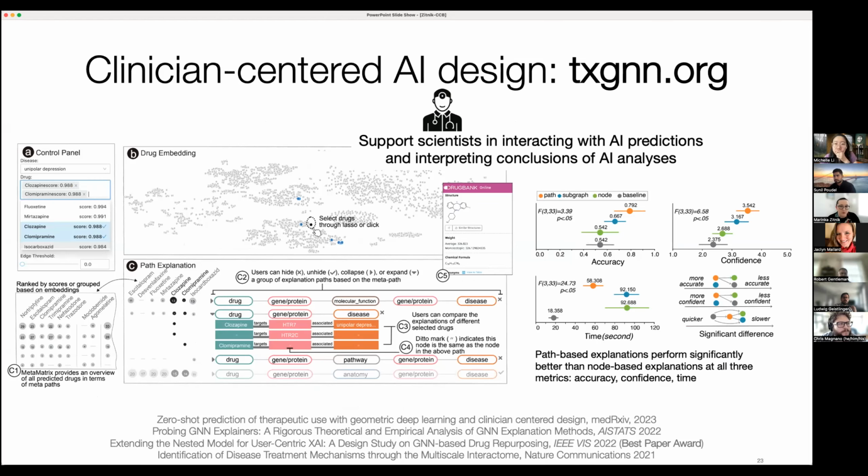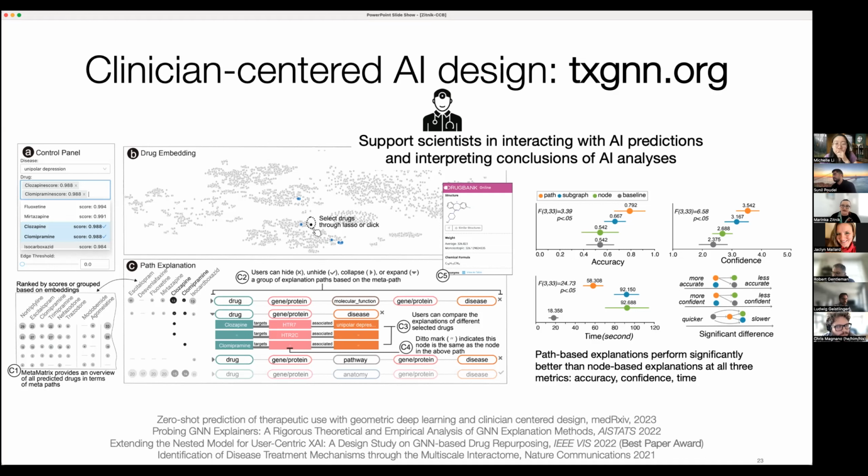One important component in developing these broadly generalizable models is to think about how to make models accessible to end users. So with that in mind, we have designed a clinician-centered AI design, which is an interface that can support scientists in interacting with AI predictions and also interpreting conclusions of AI analysis provided by the TXGNN model.